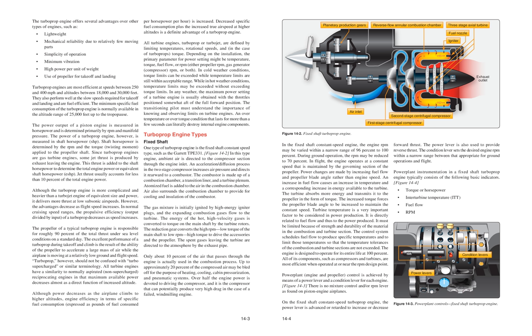Although the turboprop engine is more complicated and heavier than a turbojet engine of equivalent size and power, it delivers more thrust at low subsonic airspeeds. However, the advantages decrease as flight speed increases. In normal cruising speed ranges, the propulsive efficiency, output divided by input, of a turboprop decreases as speed increases.